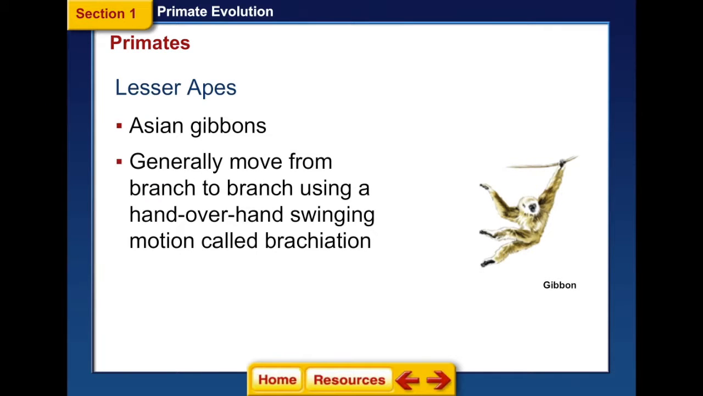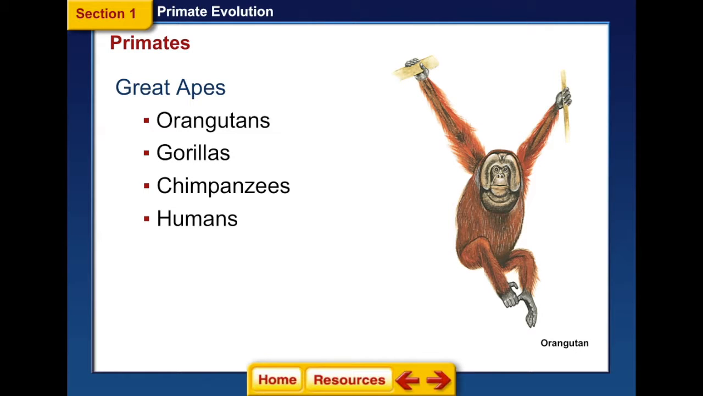As for the lesser apes, some examples, or at least one example, is the Asian gibbon. They generally move from branch to branch using a hand-over-hand swinging motion called brachiation. And then we have, of course, the great apes. This includes orangutans, gorillas, chimpanzees, and finally humans.